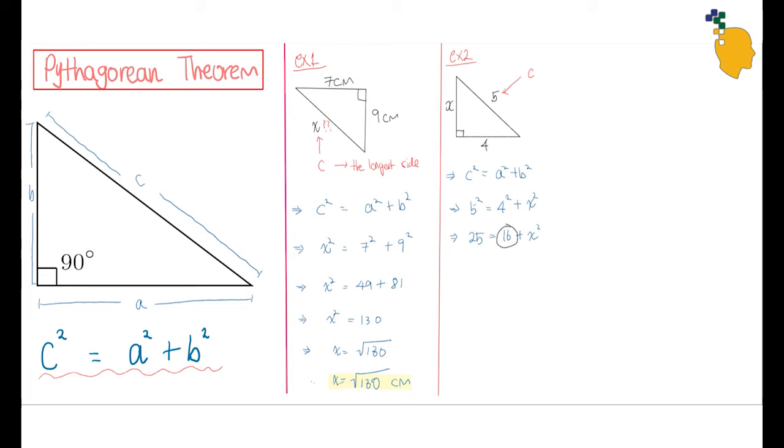Let's find x squared by getting rid of the 16 first. So minus 16 on both sides, which will become 9 equals x squared. 3 squared is 9, therefore x is 3 units.